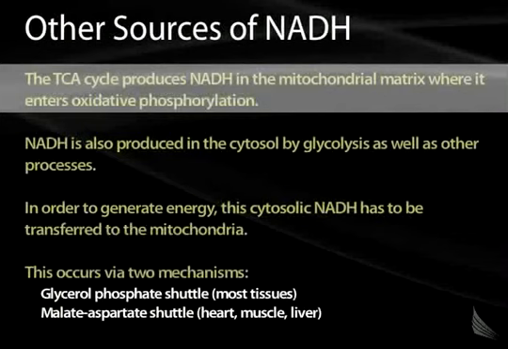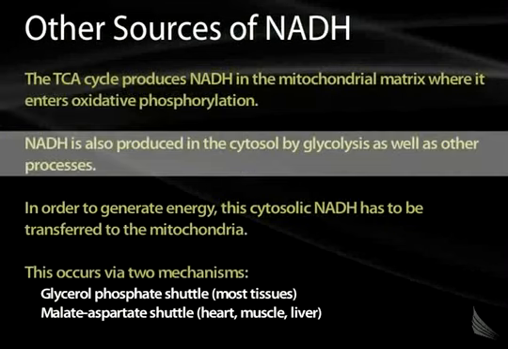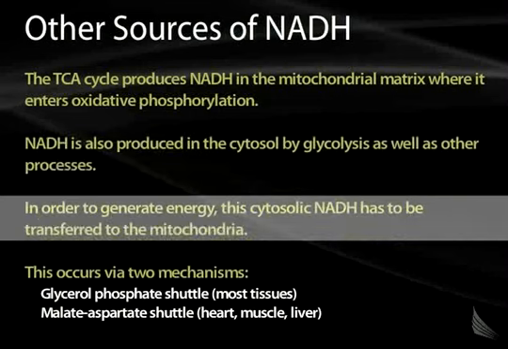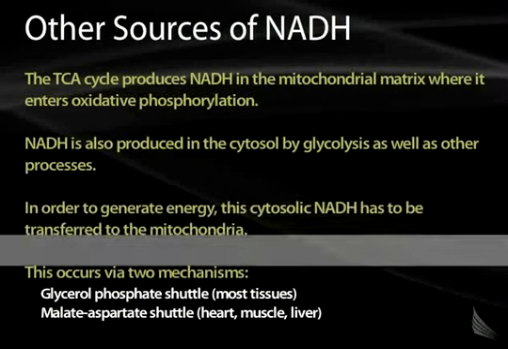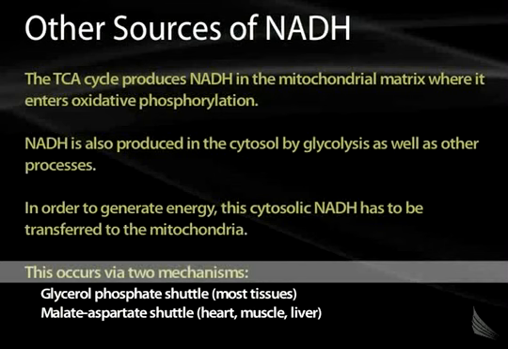Now, the TCA cycle, as we discussed, produces NADH in the mitochondrial matrix, and in the mitochondrial matrix, it enters oxidative phosphorylation directly. But NADH, remember, is also produced in the cytosol by glycolysis as well as some other processes, for example, ethanol metabolism, as we discussed earlier. In order to generate energy, then, the cytosolic NADH has to be transferred to the mitochondria. And there are a couple of different mechanisms by which we can do that.